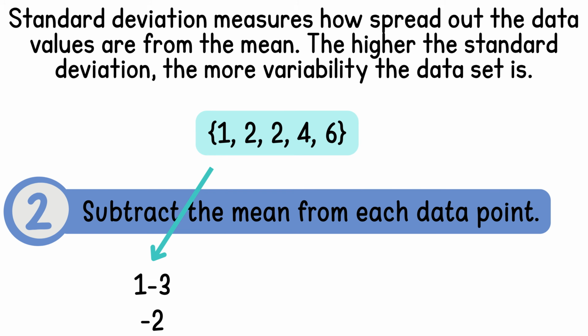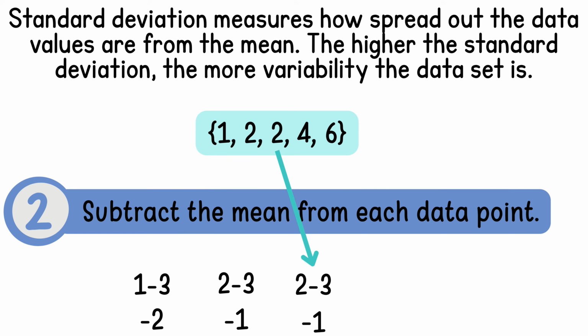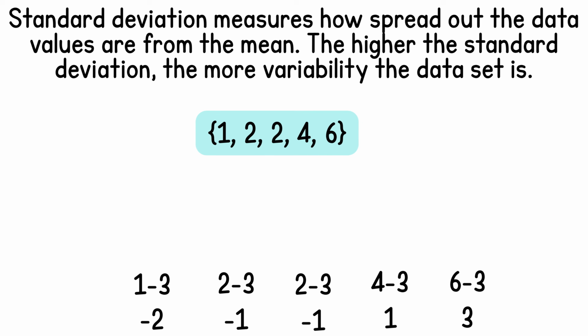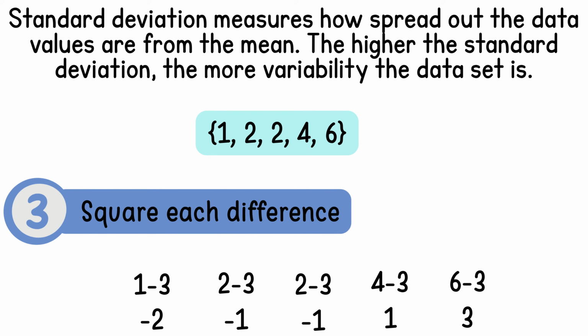Now we're going to subtract the mean from each data point. So we'll subtract 3 from 1, giving us negative 2, and then 2 minus 3, or negative 1. We'll subtract 2 and 3 again, giving us negative 1, and then 4 minus 3, which gives us positive 1, and 6 minus 3, giving us 3. Now we're going to square each difference. This helps us eliminate any negatives.